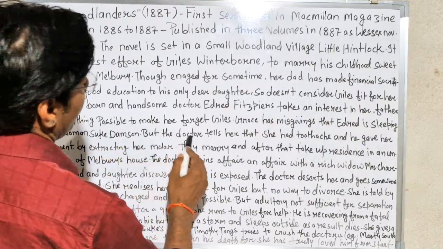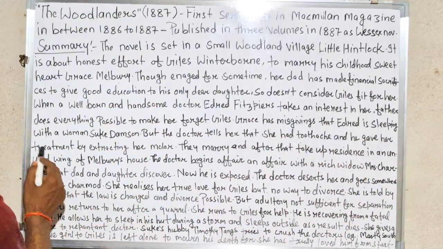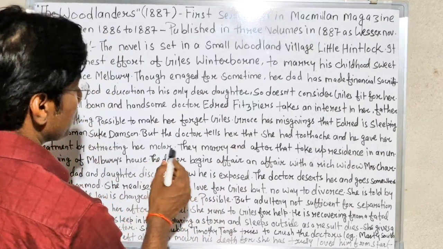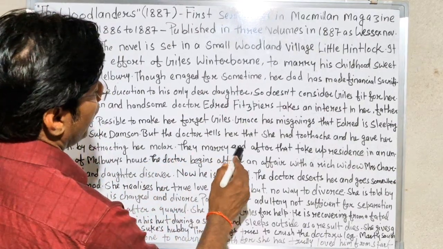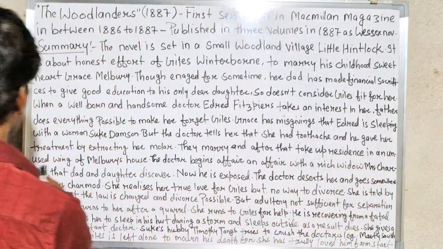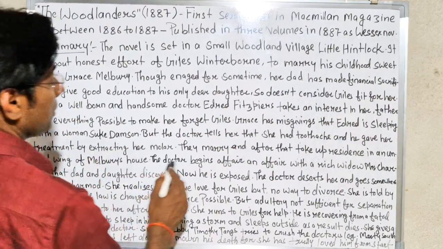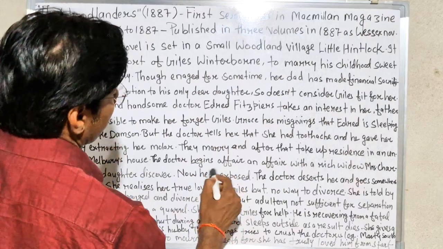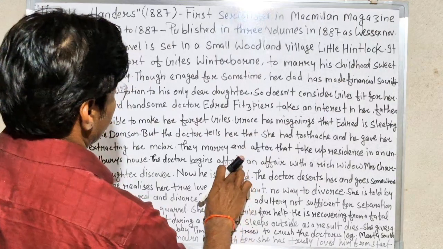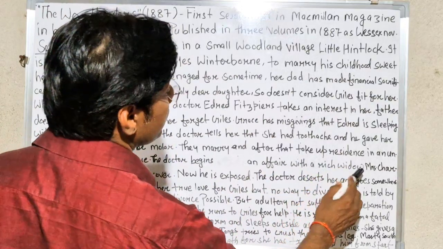Suke Damson, but the doctor tells her that she had a toothache and he gave her treatment by extracting her molar. Molar, that tooth that we use for chewing. They marry and after that take up residence in an unused wing of Melbury's house. The doctor begins an affair with a rich widow, Mrs.